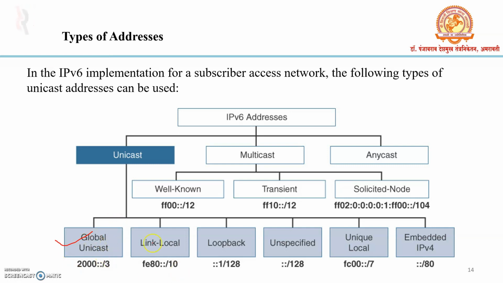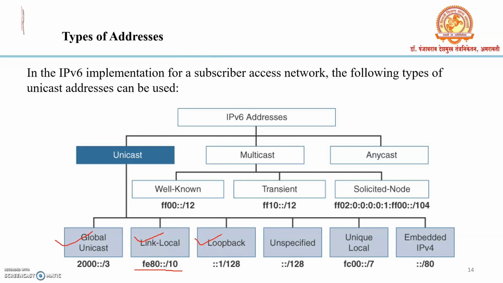Second one is link local. An IPv6 address that allows communication between neighboring hosts that reside on the same link is called a link local address. Link local addresses have a local scope and cannot be used outside the link. They always have prefix FE80/10.